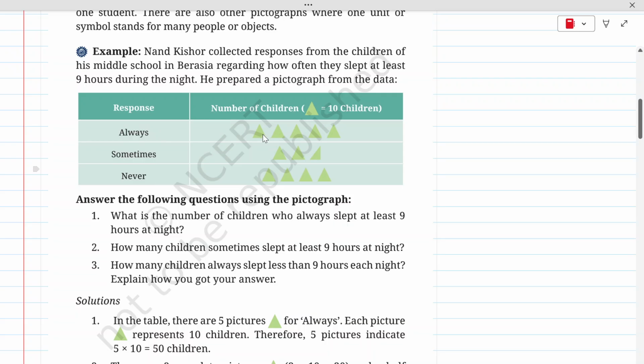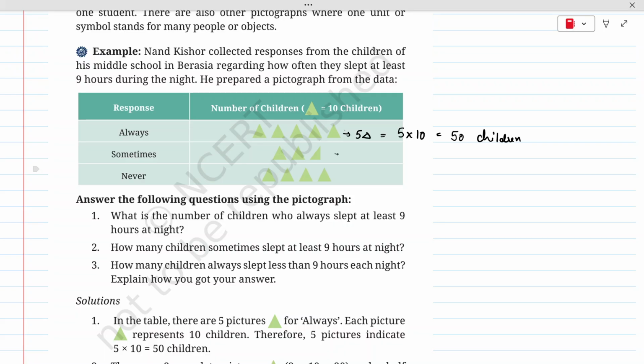For always, we have 1, 2, 3, 4, 5. We have 5 triangles. 5 triangles means how many children? 5 multiplied by 10 children, because one triangle goes for 10 children. 5 triangles will go for 5 multiplied by 10. That is 50 children. Right?